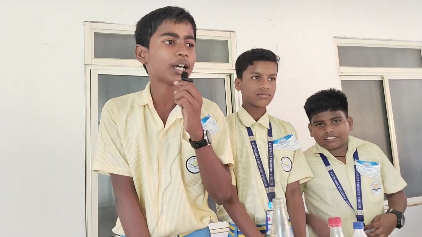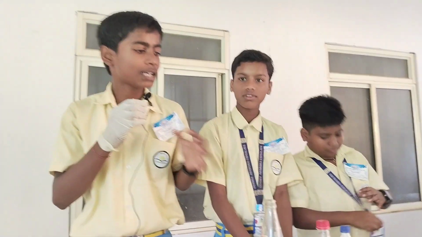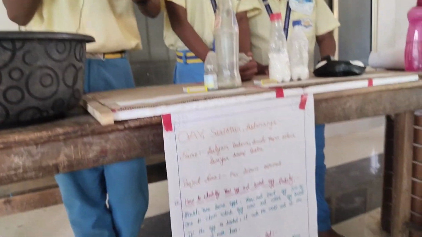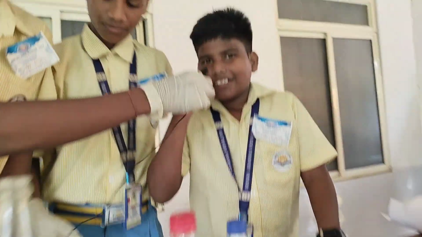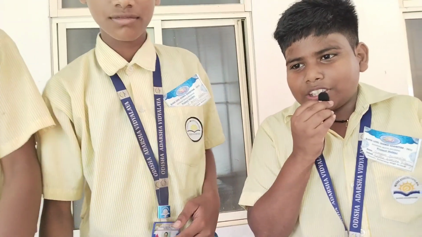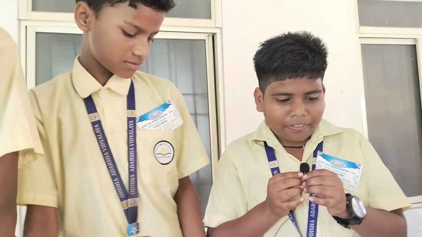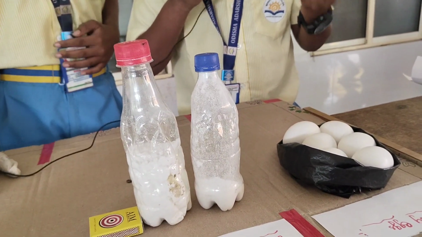Our project name is science experiments. First, how to identify the raw egg and boiled egg easily. This experiment is also mentioned. Let's start. Our first experiment is how to identify raw egg and boiled egg.